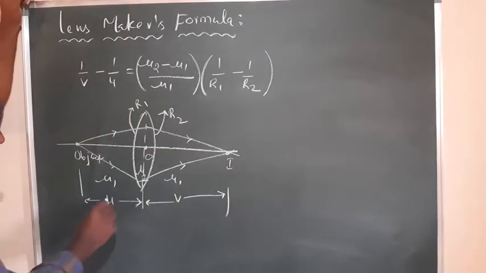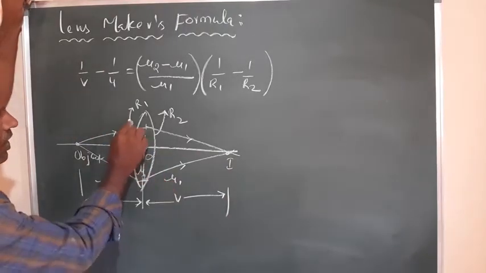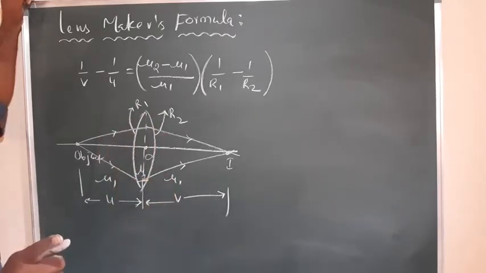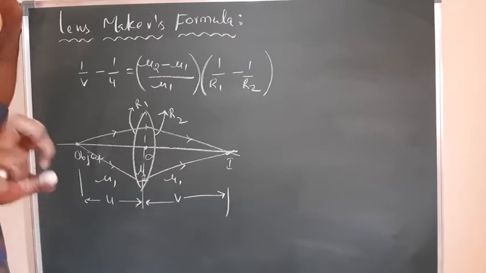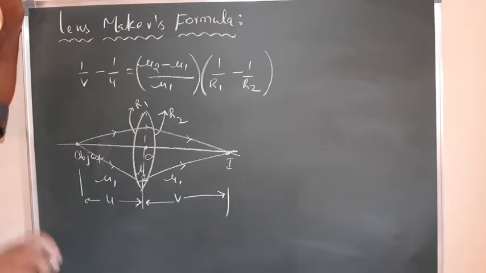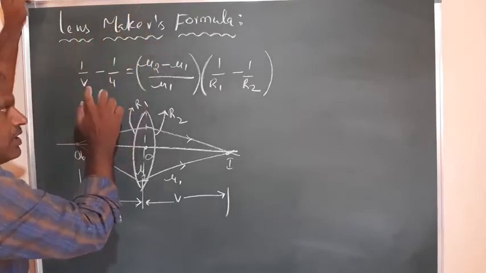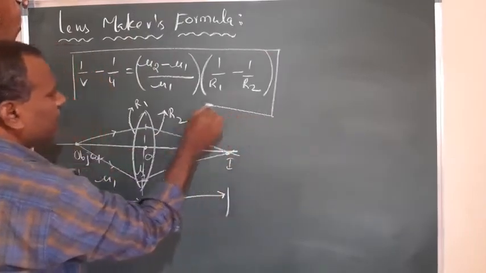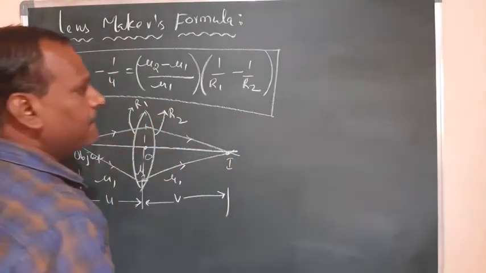Then here we have U, V, mu1, mu2, r1, r2. 1, 2, 3, 4, 5, 6: six variables are there. The object distance, the image distance, the refractive index of the lens, the refractive index outside of the lens, mu1 and mu2, and the respective radii of curvature for the two curves of the lens, r1 and r2. These six variables combined give a relation, and that relation is called the Lensmaker's formula. This equation is what is called the Lensmaker's formula.